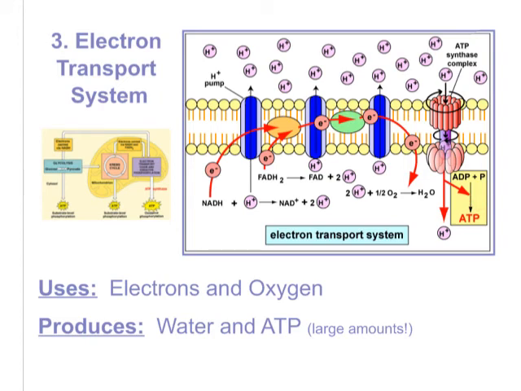Now, what other things are needed for this to happen? We said we need the electrons that we generated in our glycolysis and Krebs cycle. We also need oxygen. This is where oxygen is very critical. If we do not have oxygen, everything stops. This whole process ceases. ATP is not generated. Protons are not put across the membrane. We don't have this happening. So oxygen is very critical. So we need electrons and oxygen for our electron transport system. And what do we produce in this step? Water and large amounts of ATP.